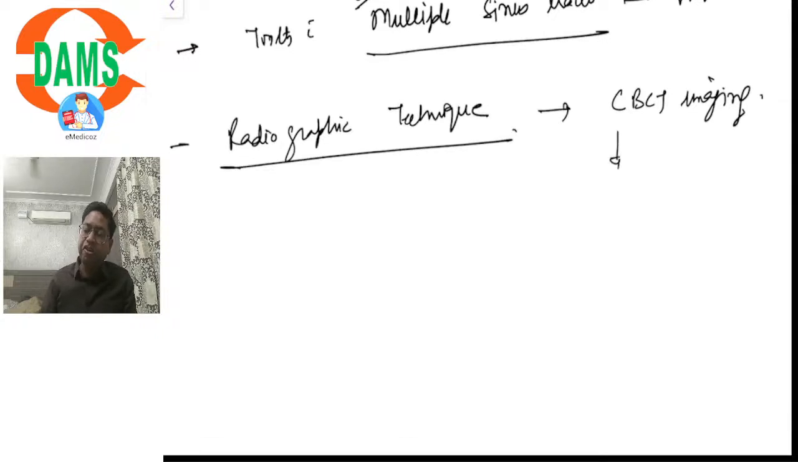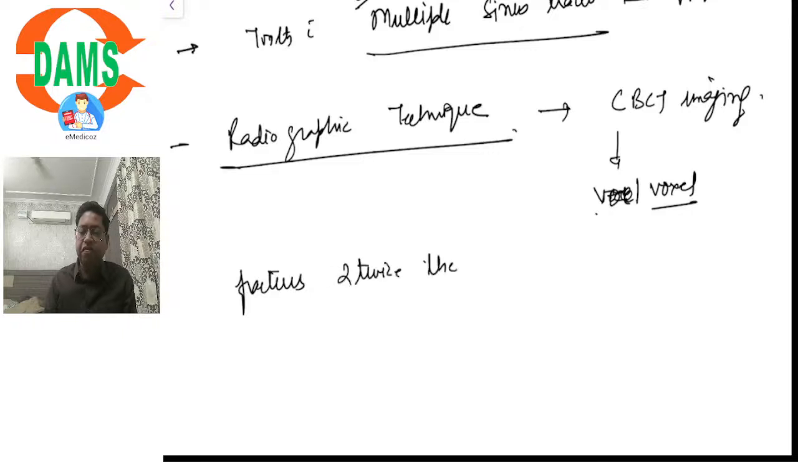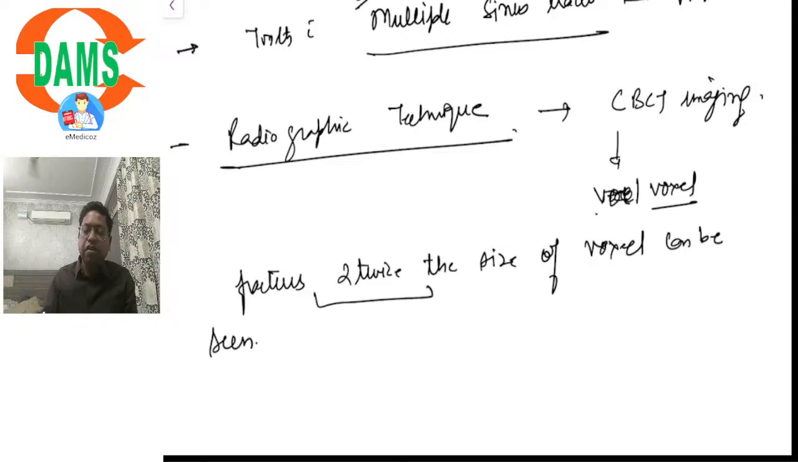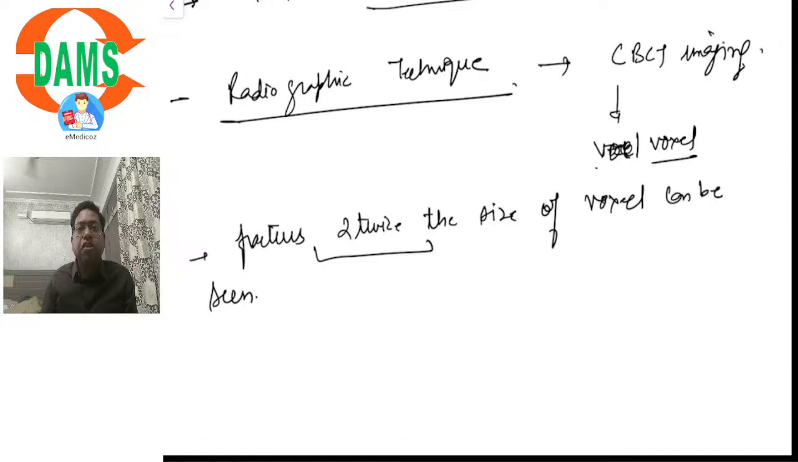CBCT imaging has an imaging unit, we know that cone beam volumetric tomography, the voxel. And theoretically, vertical root fractures which are twice the size of the voxel can be seen.